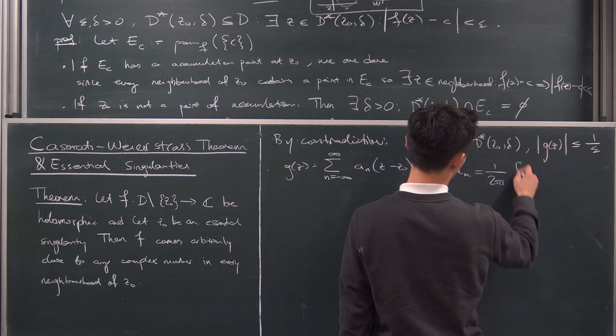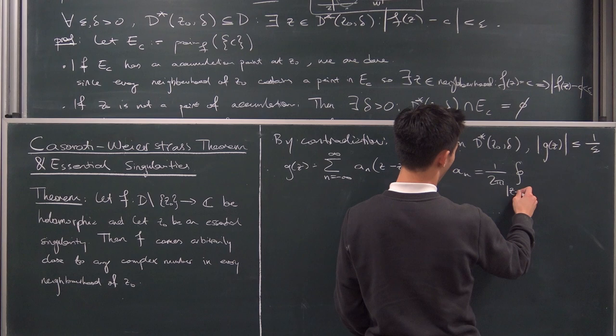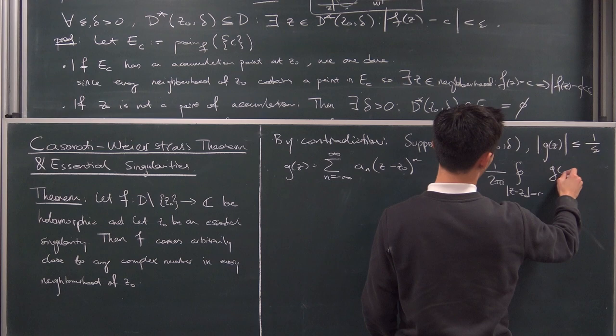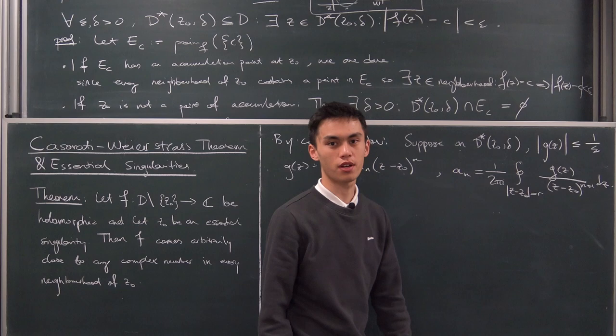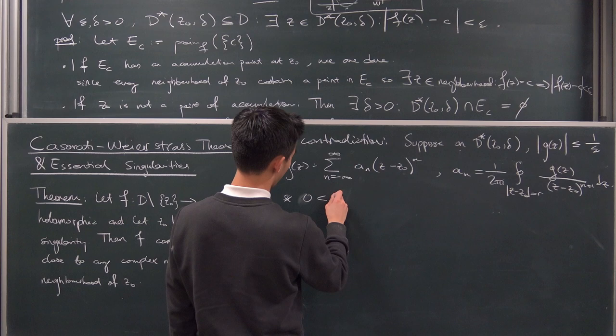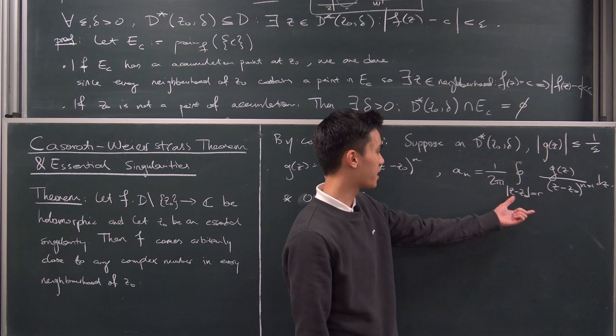and then you have the integral, this is a contour integral, over the circle z minus z naught equal to some radius r of your function g of z divided by z minus z naught raised to the n plus 1. And then we have a dz to finish off there. In particular, this r is going to be bounded between 0 and delta, because you have your delta over here, and you can only integrate to where your function is analytic, roughly speaking.